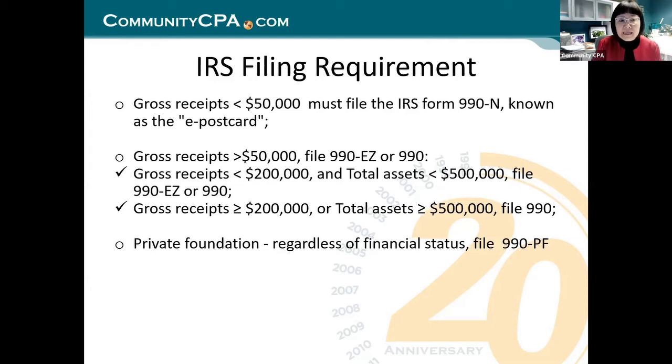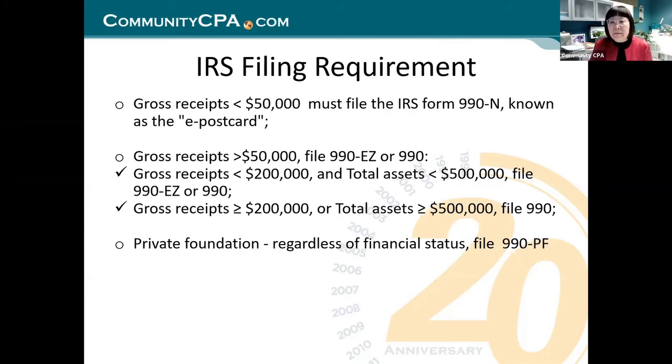Gross receipts less than 50,000, and you must file a form called a 990-N. The N is known as the e-postcard; I call it the "none" because you don't file a 990, you file an e-postcard. So that's why it's called Form 990-N. If you didn't collect more than 50,000, you don't need to file a full-blown 990. You can just do it easy on the e-postcard.